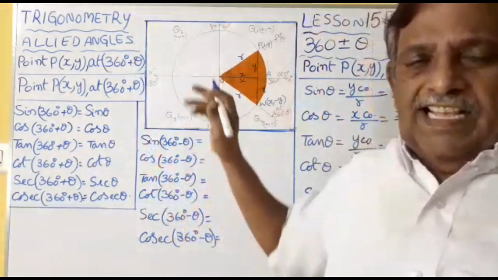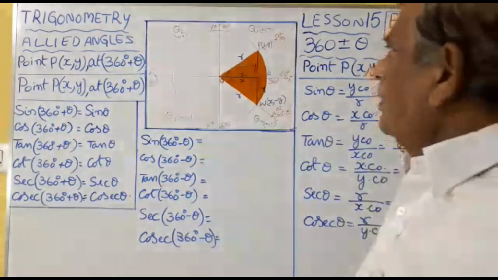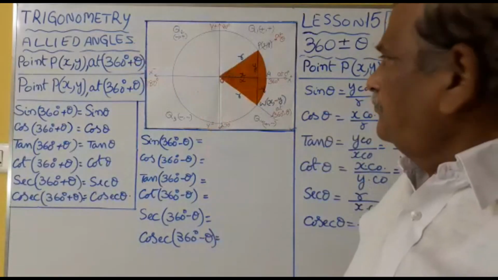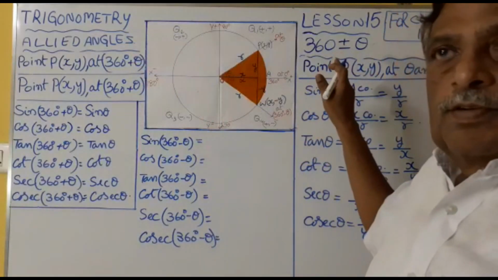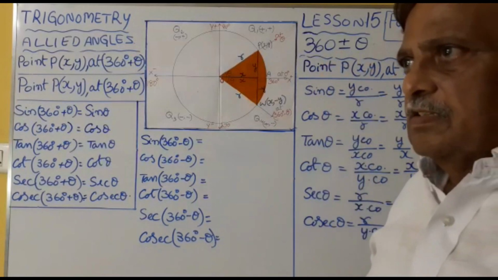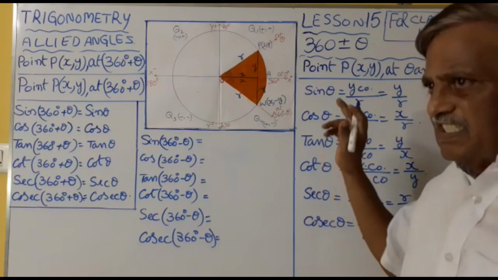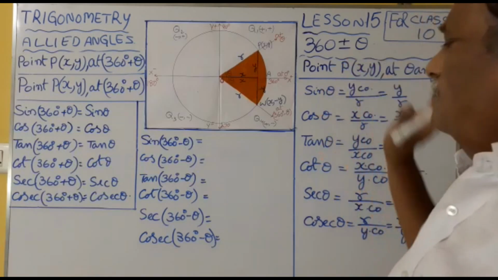Trigonometry, Lesson 15. Allied angles of theta. Today the lesson is the allied angles at 360 plus or minus theta.